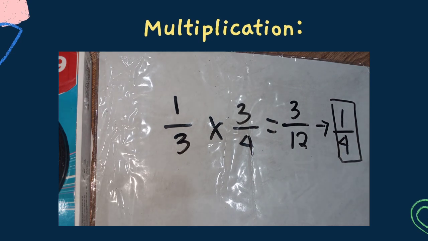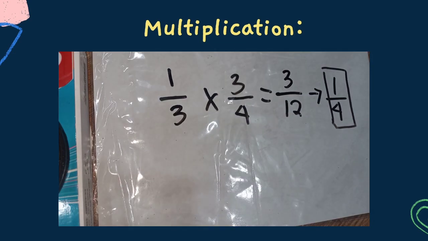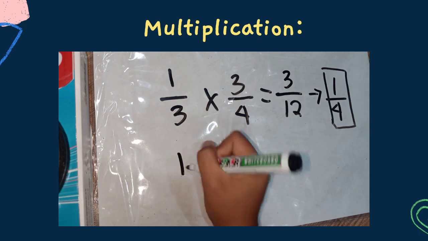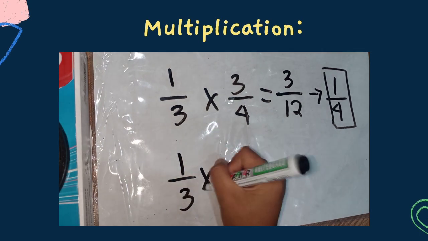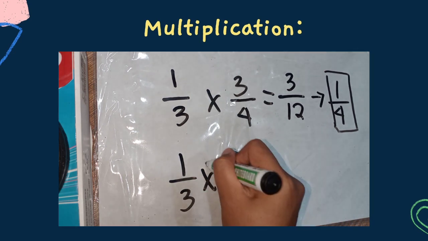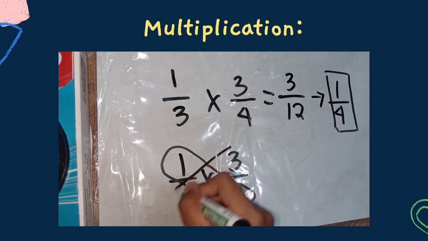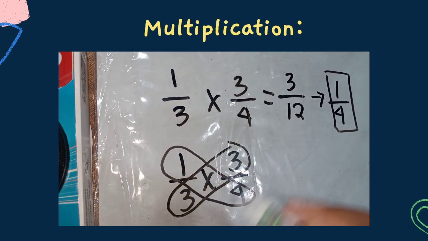Okay, let's go with this one. First, let's copy all of it. We have 1/3 times 3/4. We're going to use cross multiplication to make solving this easier.